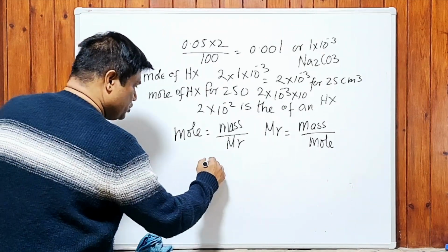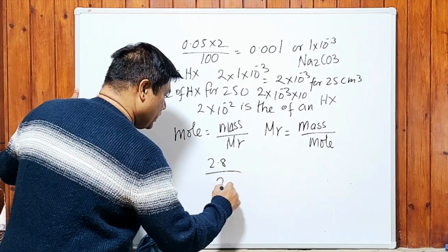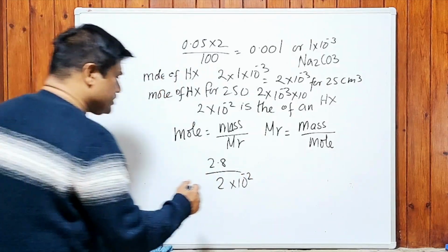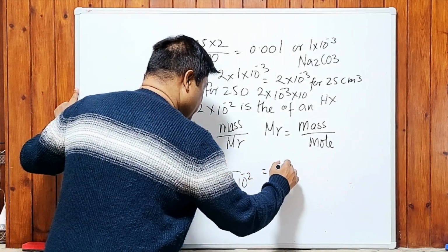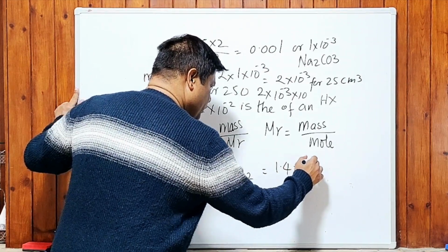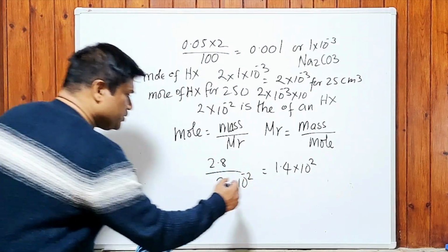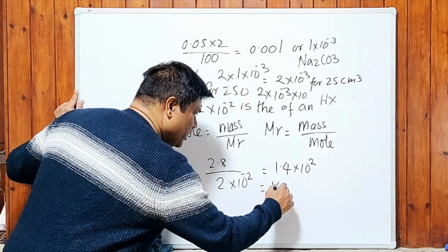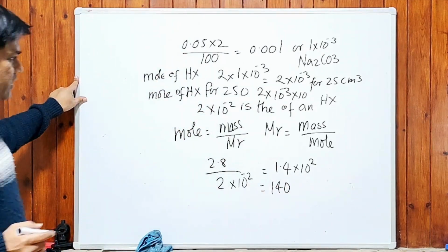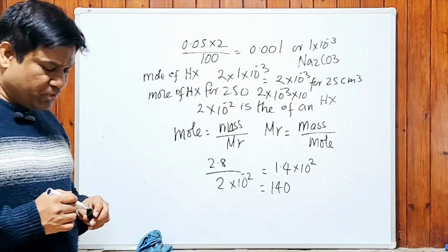So mass is 2.8 gram divided by 2 into 10 to the power of minus 2. 2.8 is nothing but 1.4 into 10 to the power of 2. That 10 to the power of minus 2 goes up, so it equals 140. That's the Mr of an acid, which is HX. Okay, copy down that one, please.